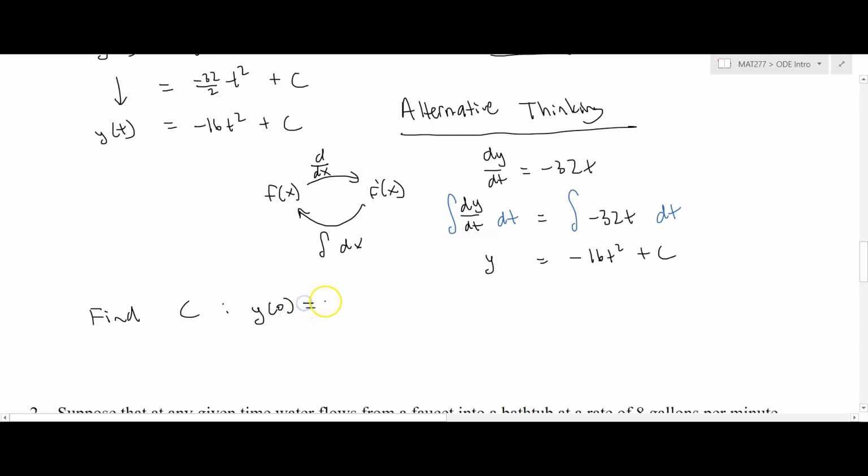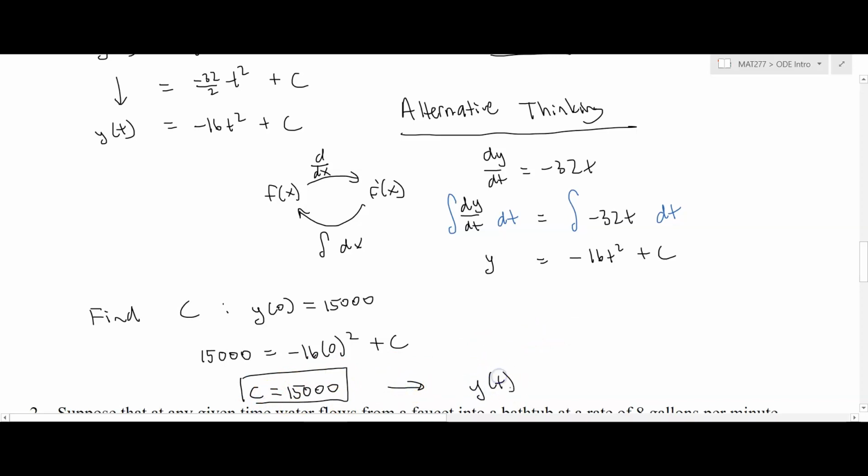y of 0 equals 15,000. So what does that mean? Well, that means I'm going to replace y with 15,000, replace t with 0, and solve for c. Of course, this term is 0, and I end up with c equals 15,000. So my final answer is y, or y of t, either way is fine, is negative 16t squared plus 15,000.